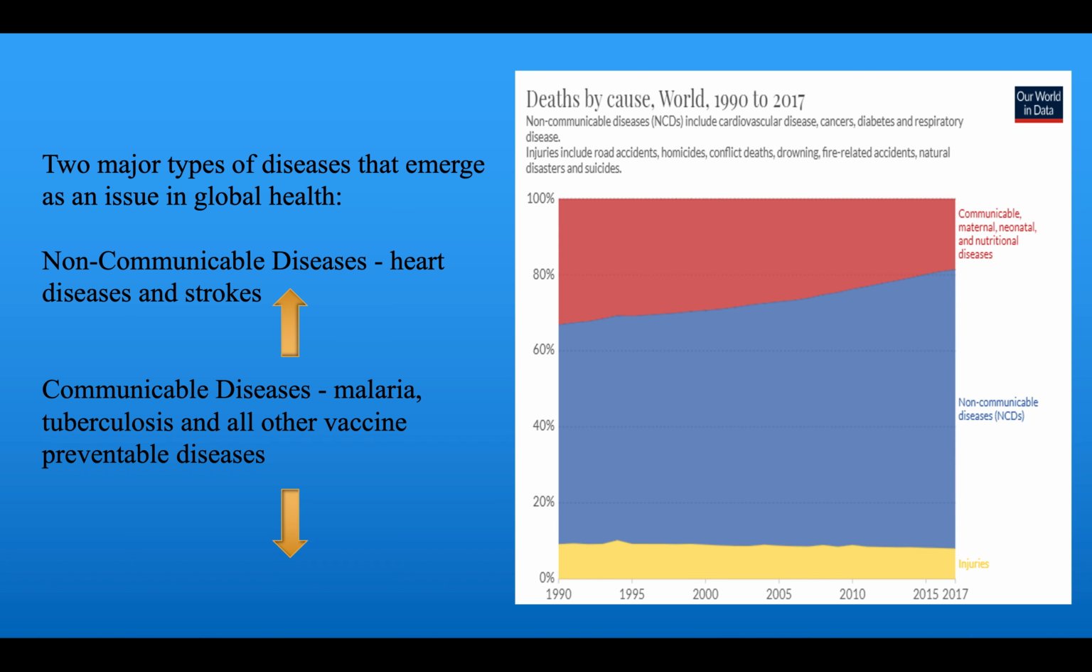There are two major types of diseases that emerge as an issue in global health: the non-communicable diseases, such as injuries and heart diseases, and the communicable diseases, such as malaria and all other vaccine-preventable diseases. From these two types, the cases involving the latter are globally decreasing, while the former is increasing.